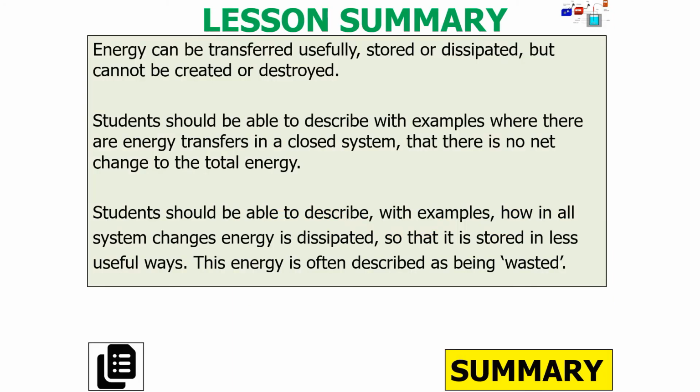So to summarize what we've learned in today's lesson, energy can be transferred usefully, stored or dissipated, but cannot be created or destroyed. So students should be able to describe with examples where there are energy transfers in a closed system that there is no net change to the total energy. Most insulators work as they have a low thermal conductivity, as it reduces the transfer of energy by conduction across a material. You should also be able to describe with examples how in all systems they will change when energy is dissipated, so it's stored in less useful ways. This energy is often described as wasted.